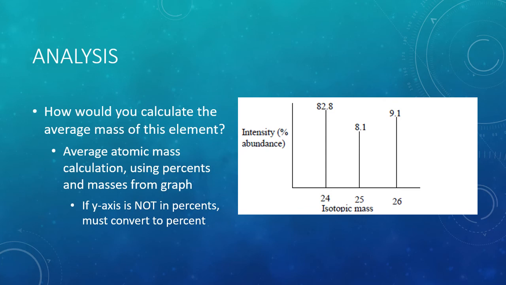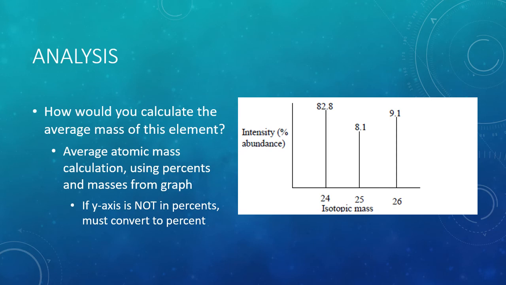You may also be asked to calculate the average mass for this element. In this case, you're simply going to perform an average atomic mass calculation using the percents and the masses that are located on the graph. So for example, isotope number 26 has a percent abundance of 9.1%. So for that segment, you would take 26 and multiply it by 0.091.